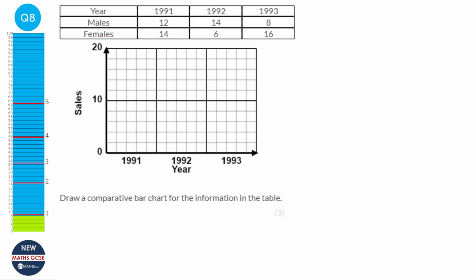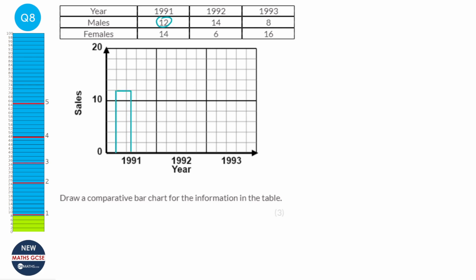A comparative bar chart is where you have 2 bars next to each other meaning different things. So it's probably easier just to start drawing it, and then we can talk about it as we go along. So we've got males here at 12, and so what we want to do is draw a bar that is 12 high, and these are going up in 2s. So it will be up here.